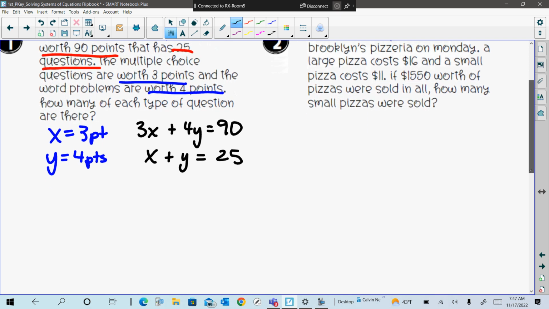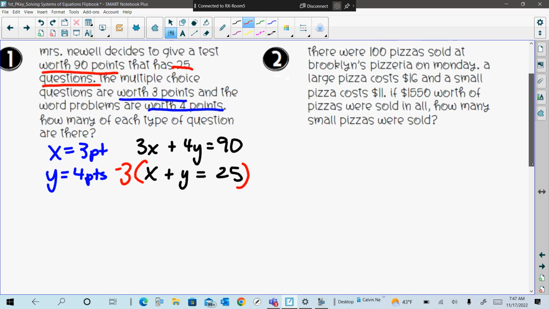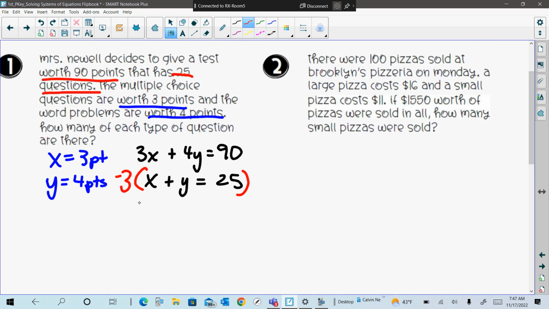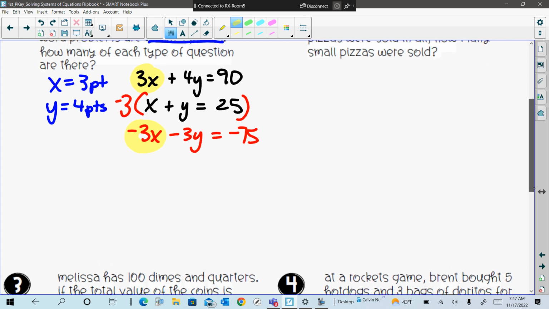All right, so you're going to have to get opposites here. I would go ahead and just multiply the bottom one by negative 3. So this will become negative 3x minus 3y equals negative 75. So if you now see that our x's are opposites, and you can cancel them out.